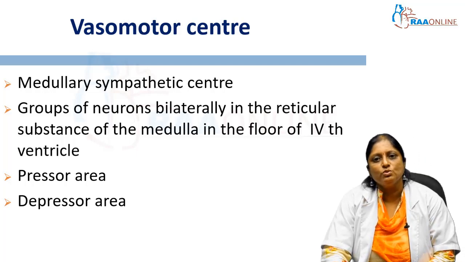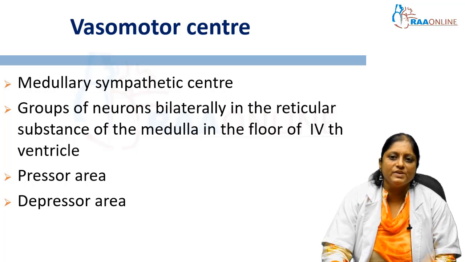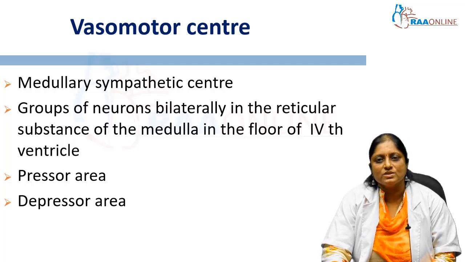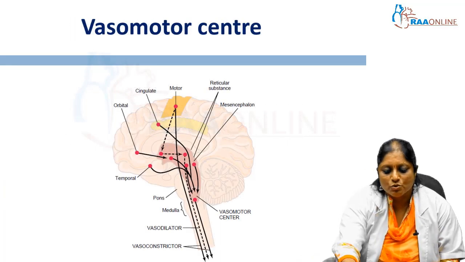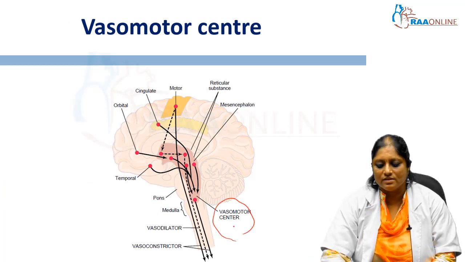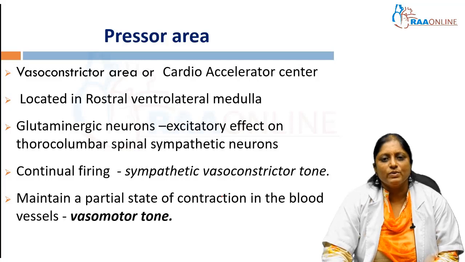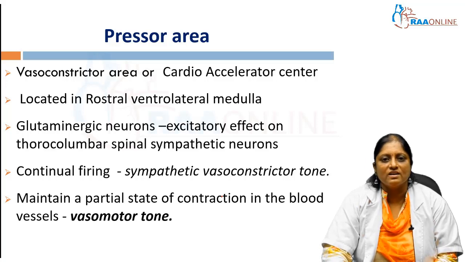These are groups of neurons present bilaterally in the reticular substance of the medulla in the floor of the 4th ventricle. There are 2 areas in this vasomotor center. One is called the pressor area, the other is called the depressor area. So here is the vasomotor center located in the medulla. The pressor area is otherwise called the vasoconstrictor area or the cardioaccelerator center. And this is located in the RVLM, that is the rostral ventrolateral medulla.